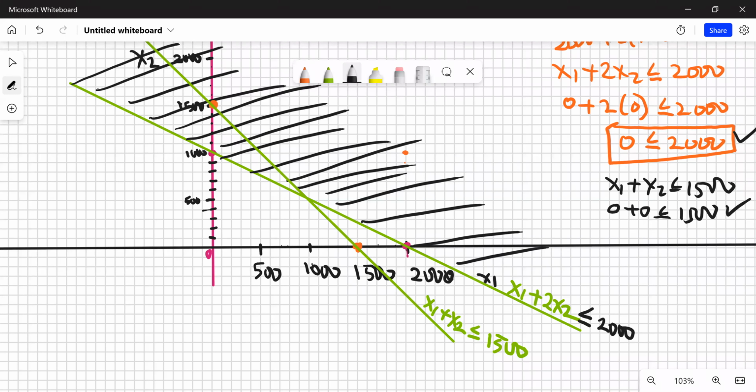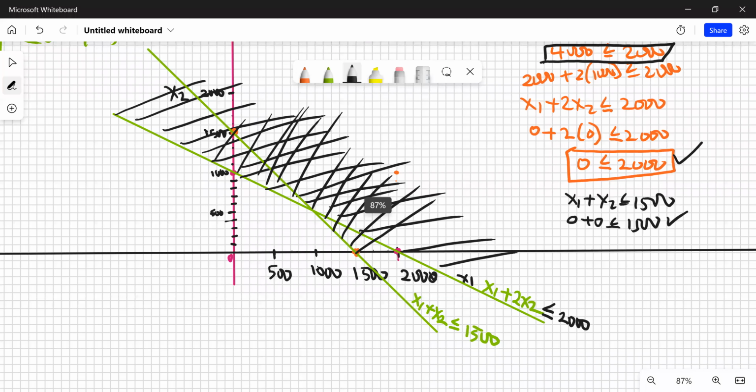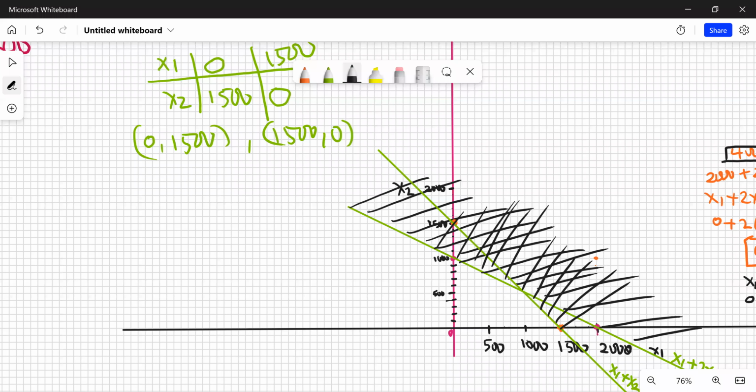So I'll keep shading in black. So I'll shade the area above. So this area does not satisfy that inequality. Everywhere is shaded. So those are the first two resource constraints. And that's all about the resource constraints. No, I think there's another one.